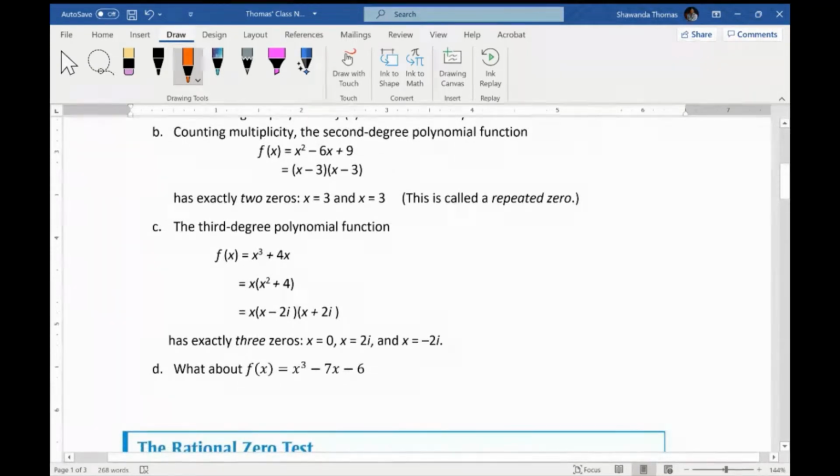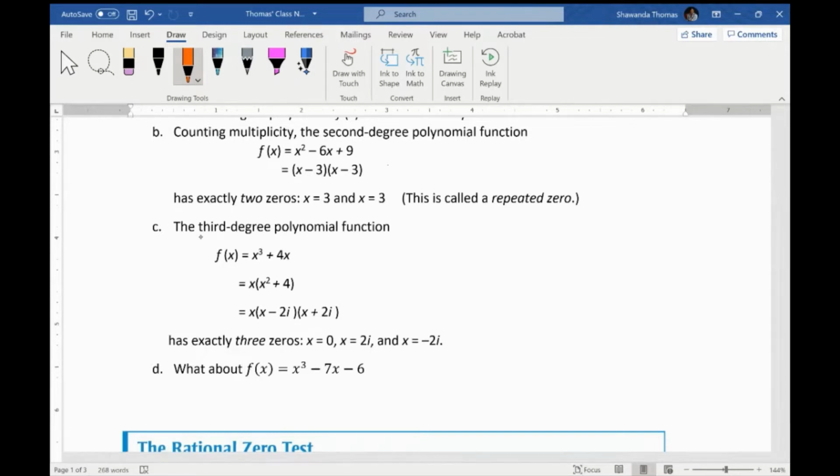Counting multiplicity, the second degree polynomial function, f of x equals x squared minus 6x plus 9, can be factored as x minus 3 times x minus 3. It says it has exactly 2 zeros. Notice that the degree is 2. They call it a repeated zero because it's the same zero. They're not distinct zeros, but you did get that factor twice.